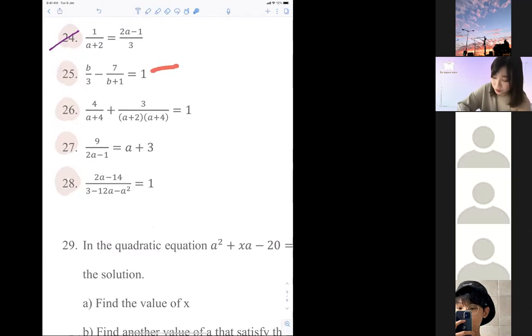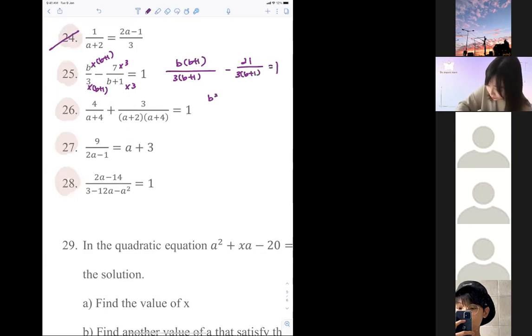Okay, Kenneth and Mani, this one, okay? So make the denominator the same, yeah? This one times 3, this one times 3. Combine the top. This is 1 over 1. So we can still cross multiply.